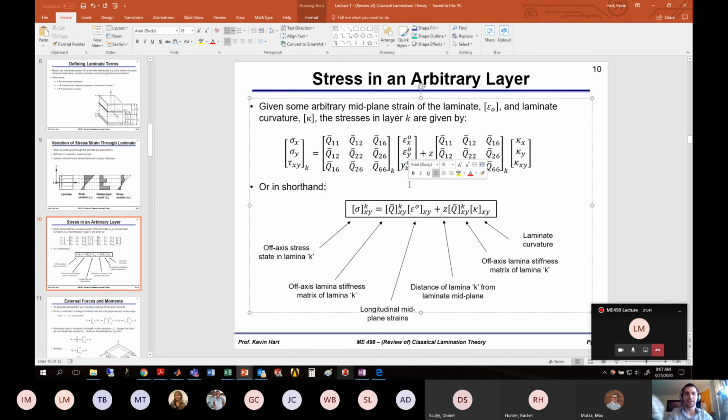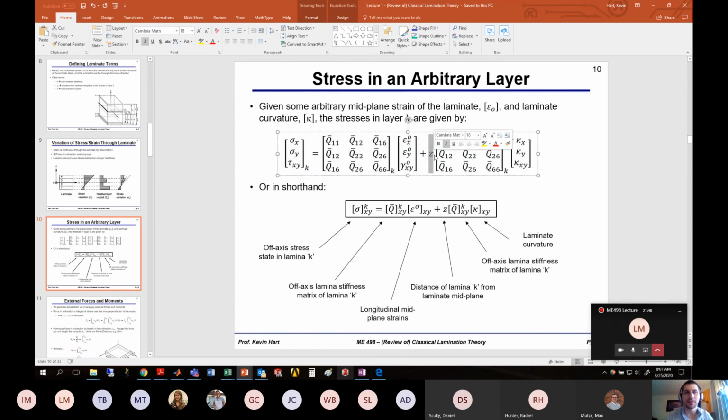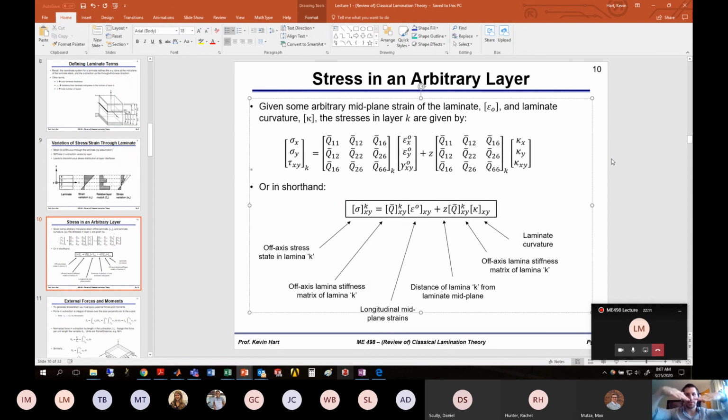So this is the strain in X, maybe the strain in Y, and also the shear strain, gamma XY, plus Z, the location of lamina K, multiplied again by that stiffness matrix, multiplied by the curvature of the laminate. The curvature is how much the lamina or laminate is curving in space. So if longitudinal strain epsilon is how much it extends or compresses, this kappa value, the variable we're using here for curvature, is how much the lamina is curved due to the bending that might be applied.